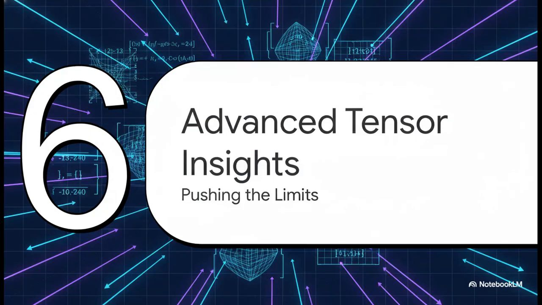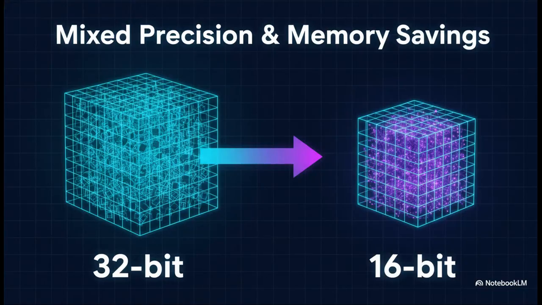Finally, Section 6, Advanced Tensor Insights, where we push the limits. When you start looking at massive LLM training code bases, you'll see things like einsum notation, which is a highly compact way to combine tensors using tensor contraction. You'll see named tensors that actually attach text labels to axes to prevent nasty bugs, and sparse tensors that save tons of memory by only storing non-zero values.